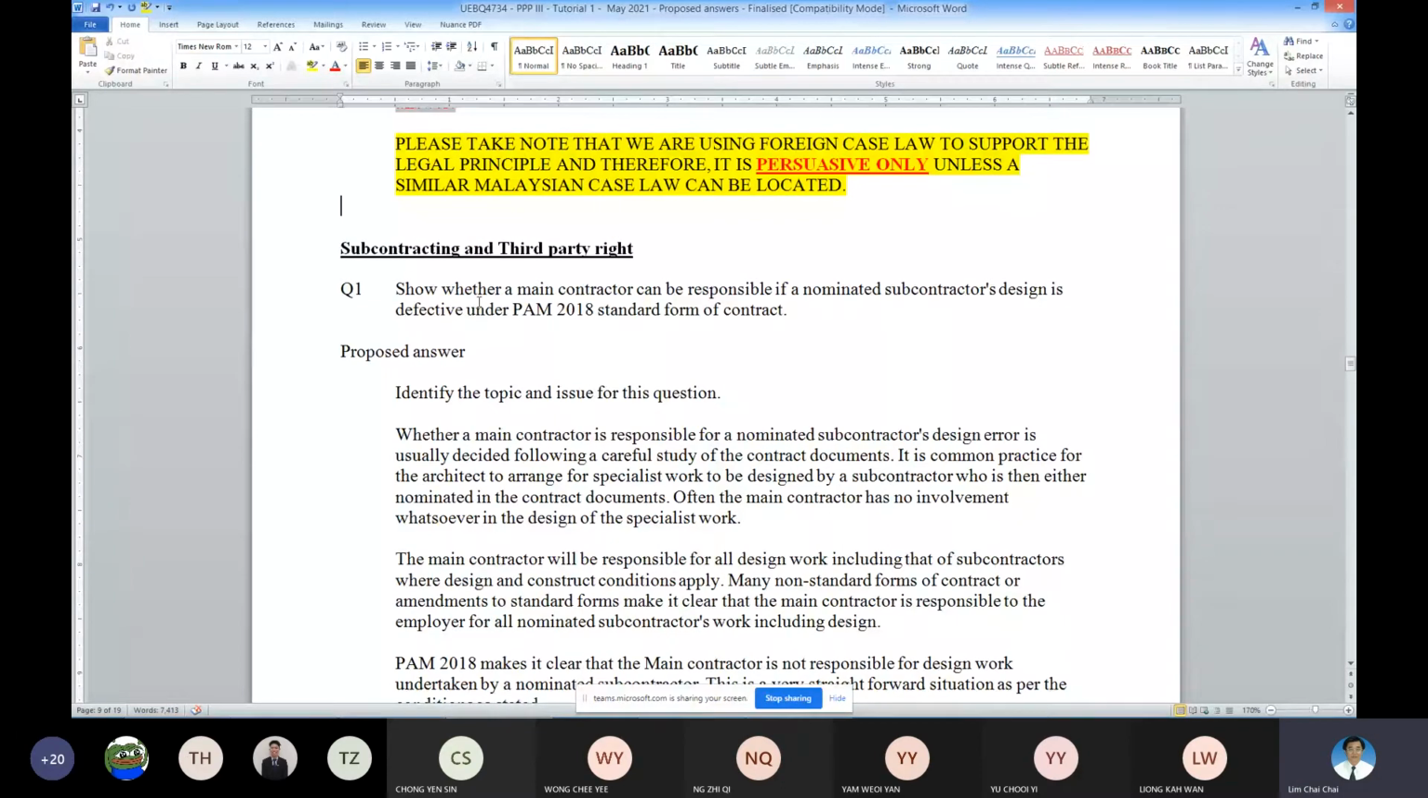Subcontracting, similarly: can the main contractor be responsible if the NSC's design is defective? This one is interesting. In a sense, now we have the main contractor and the NSC. So who is doing the design? It's not the main contractor designing, and it's not the consultant designing. It is the NSC's design that is defective. So please differentiate between the various types of facts. In this case the NSC's design is defective. Do you think the main contractor can be responsible?